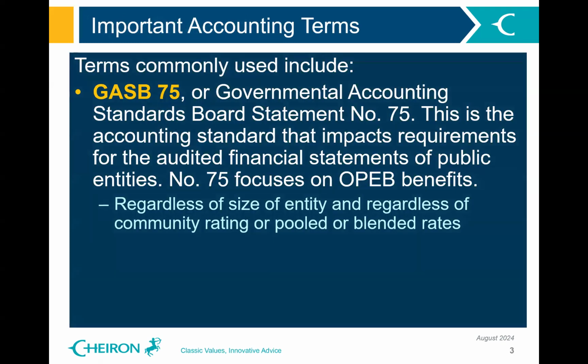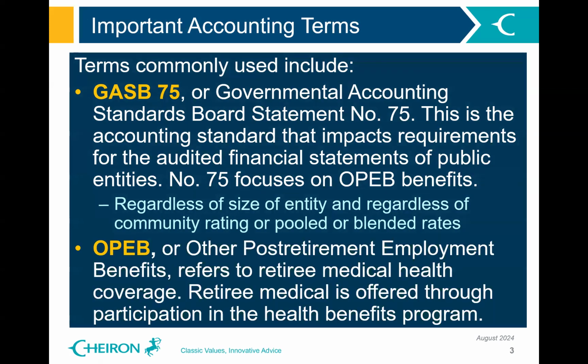Definitions. GASB 75 means Governmental Accounting Standards Board Statement number 75. And it addresses the OPEB, other post-employment benefits, regardless of the size of the entity and regardless of whether it's pooled. And OPEB, other post-employment benefits, refers to those retiree medical benefits.